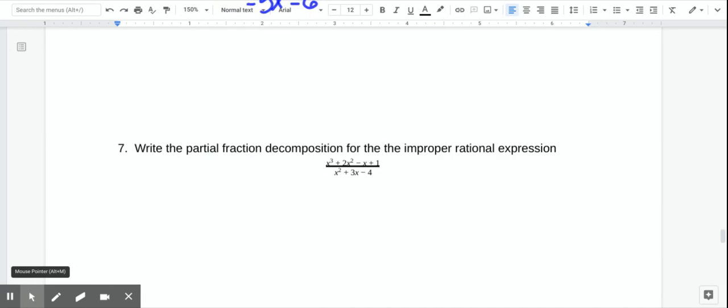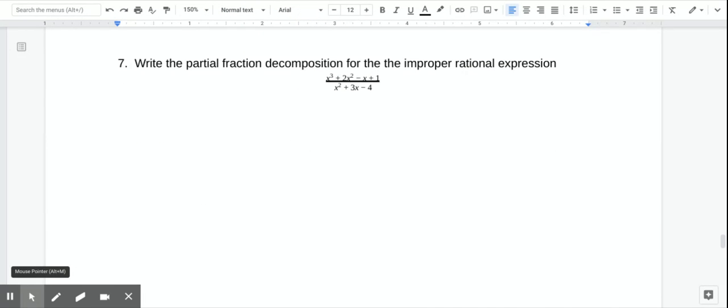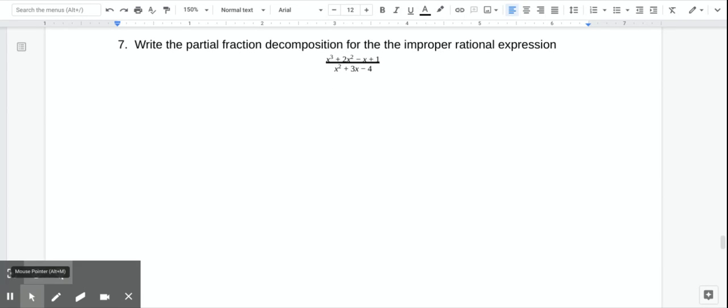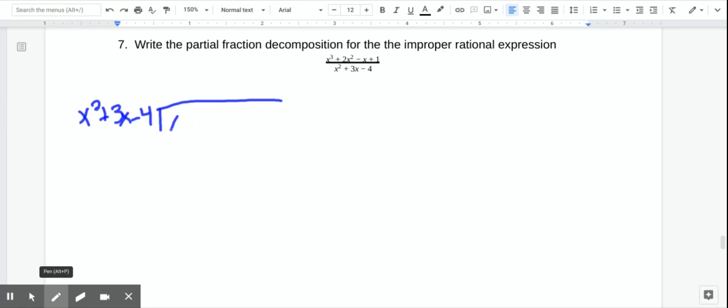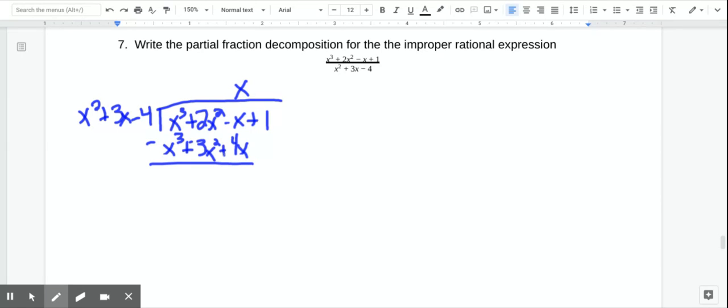All right, we have another improper rational expression right here. So again, they gave us a hint right in the problem that we're going to have to start this with long division. Okay, anytime it's improper, we're going to do long division. So start dividing that. So it looks like we need an x on top. It's going to give us x cubed plus 3x squared minus 4x. Draw the line and change the signs.